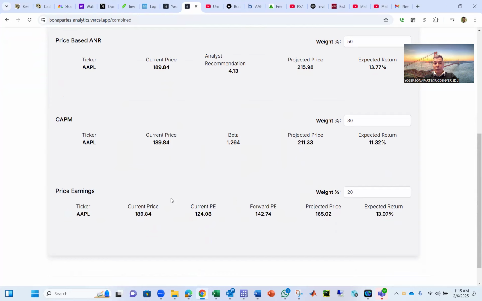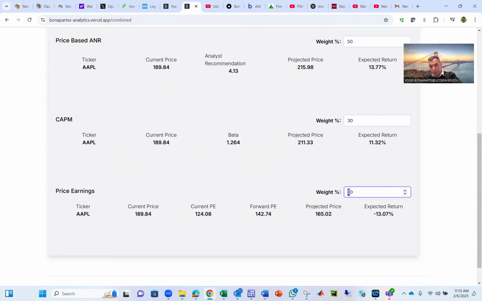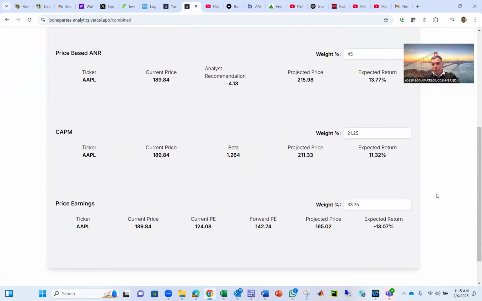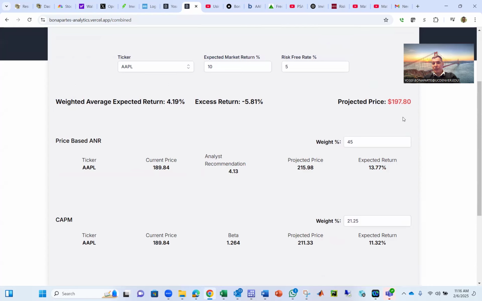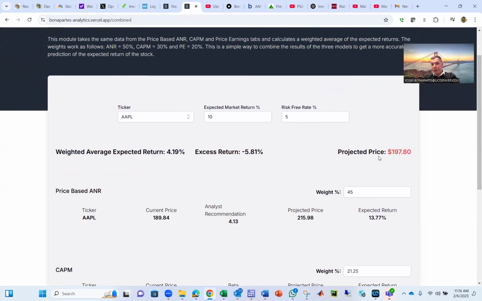Apple is a growth company, kind of growth. I will put more weight for growth. So I will put here maybe a 30 here, and here I will make it a 20. So here I will put analyst recommendation maybe 45%, and that's pretty much good for me. And based on that, the projected price will be 197. Excess return is -5, because excess return is Apple return minus the S&P return, will be -85. For me, this is a sell, not a buy company based on these numbers.